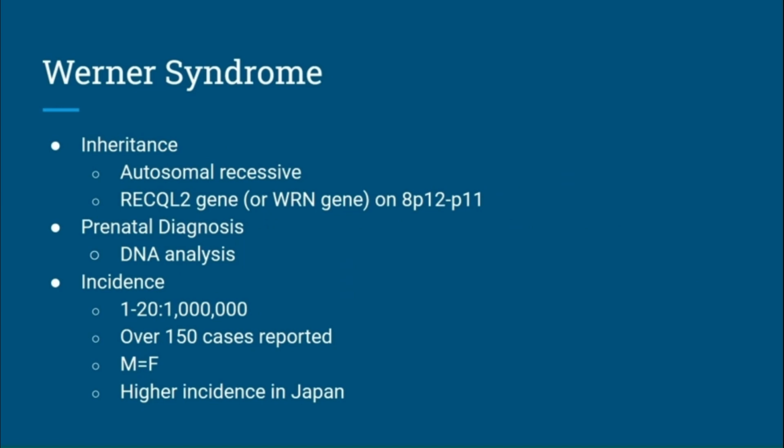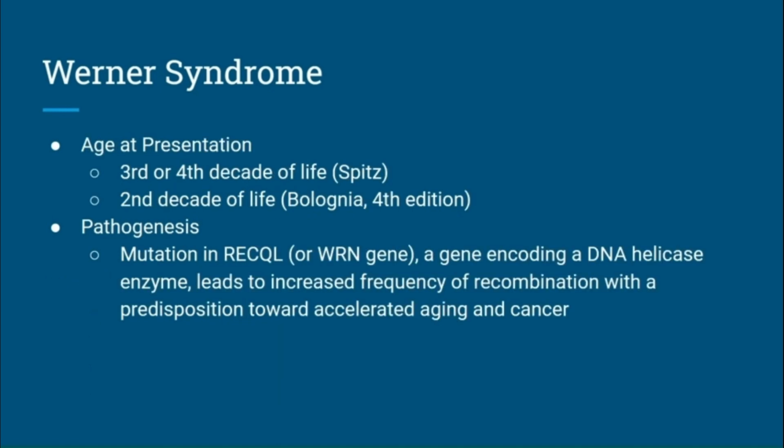Considered autosomal recessive. The WRN gene was named after the disease, Werner, but now has been renamed to the RECQL2 gene. DNA analysis will help isolate that. There's a slightly higher incidence in Japan, but still present throughout the continent and world. But overall, you'll notice that the presentation is anywhere from the second to fourth decade of life.